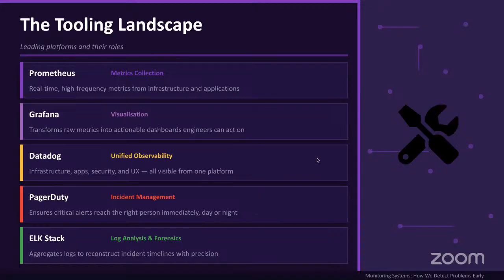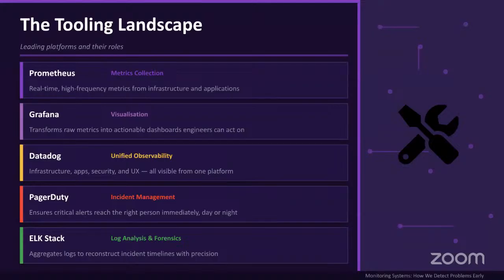Number three is Datadog. Datadog combines everything into one platform: metrics, logs, and alerts. We also have PagerDuty. PagerDuty is used to send alerts to the right person when something goes wrong.